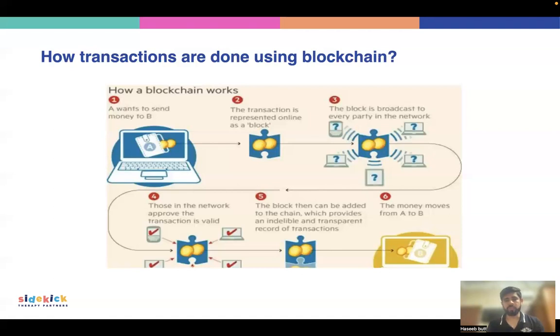So it is nearly impossible to add a tampered block into the blockchain, and the money moves from A to B. So it is just one example of blockchain. It is not necessary that blockchain is always used for sending money to someone.